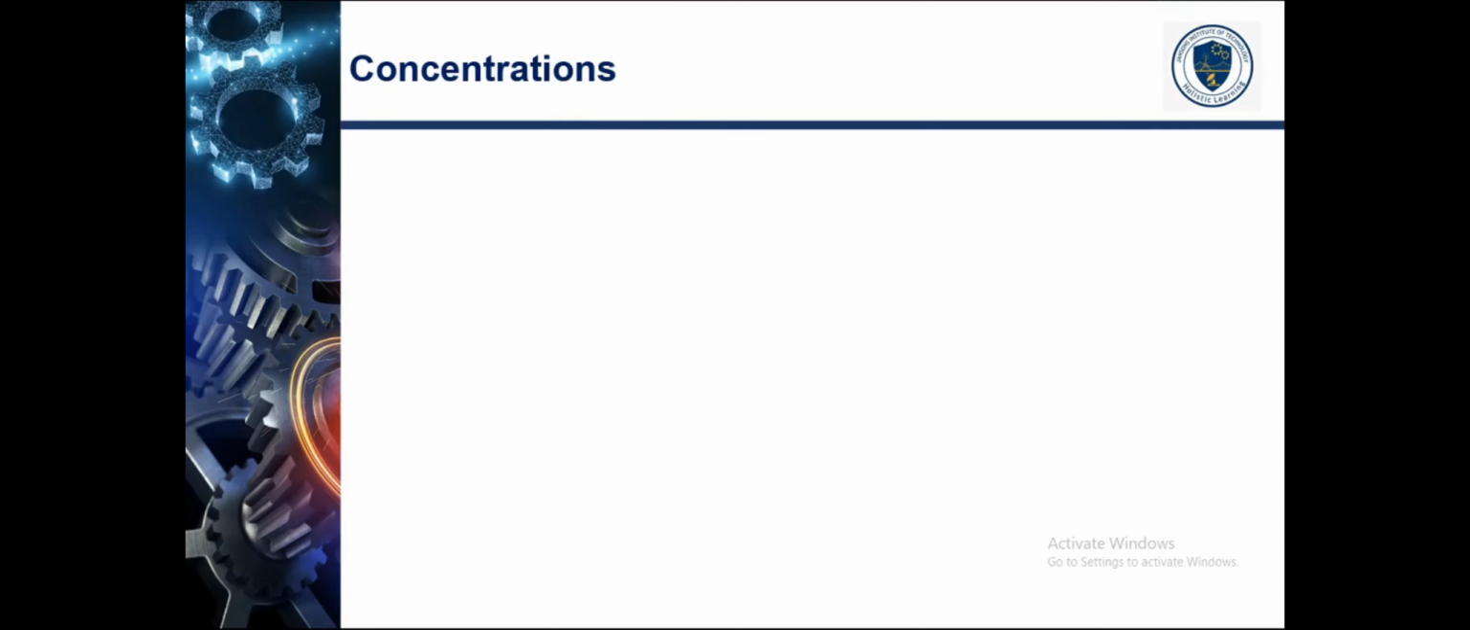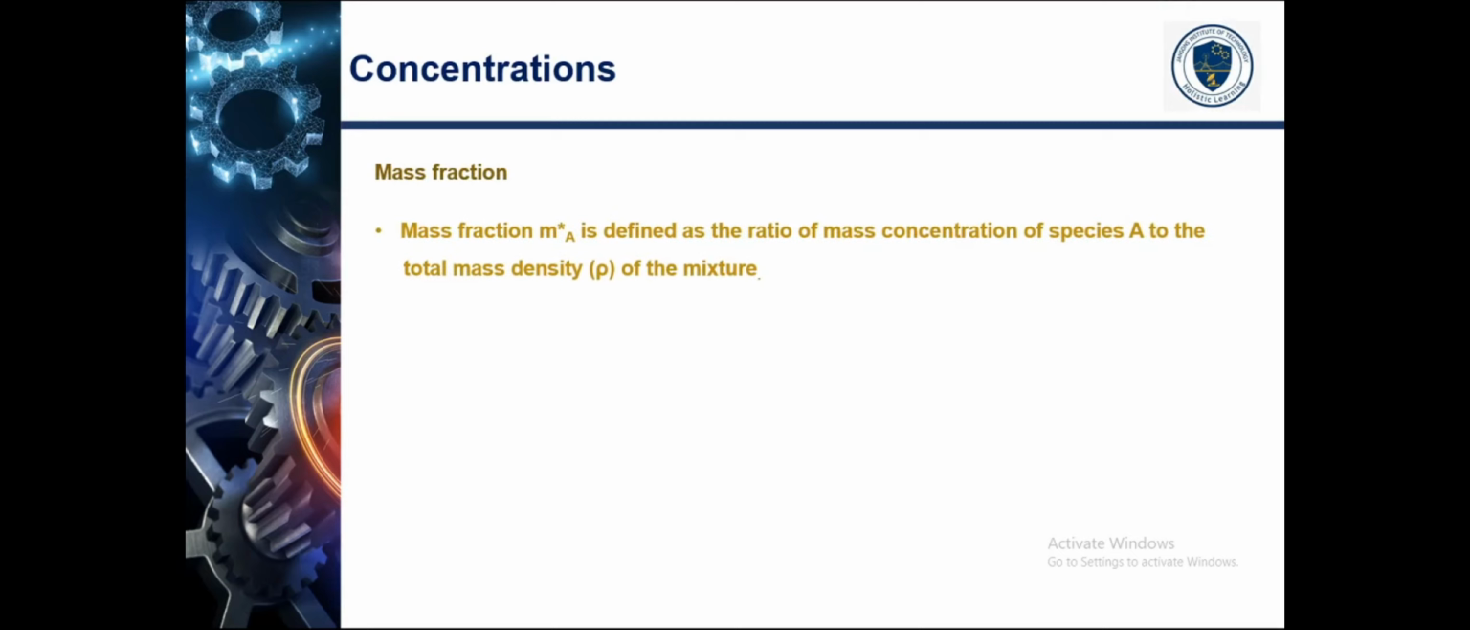Now we move on to the next parameter, that is mass fraction. It is defined as the ratio between mass concentration of the species A to the total mass density of the mixture. It is notated by the symbol m star A, that is equal to rho A by rho. Here rho A represents the mass concentration of the species A and rho represents the total mass density of the mixture. In the same way, the mass fraction of the species B can be represented as rho B by rho.